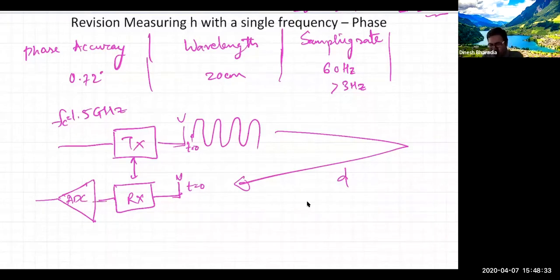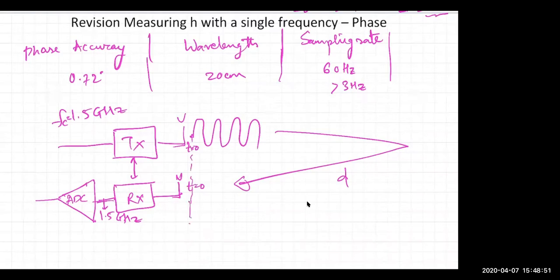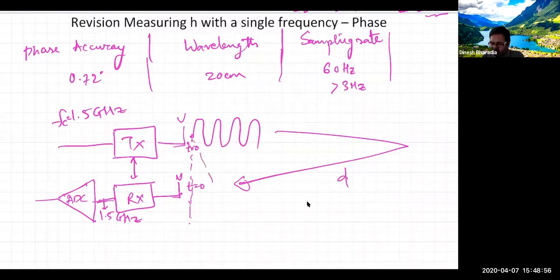So first thing, let's say the signal input here is 1.5 gigahertz. What is the difference in the signal received here? Puneet, what is the difference in the signal which we receive here? The phase difference. So basically, the signal will arrive after a time of 2d over the speed of light, and this wave will then have an additional phase.